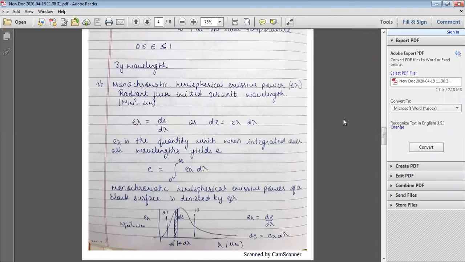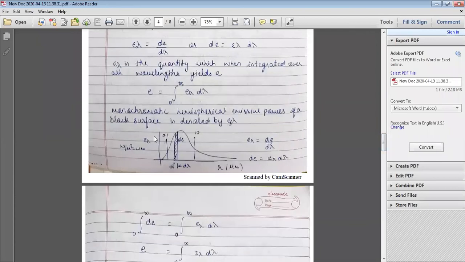Say for example, I am drawing a graph with respect to lambda and E lambda. This is my E lambda, which is given in watt per meter square micrometer, and this is lambda, which is given in microns. Then I draw a graph from 0 to infinity. It will always start from 0, reach a maximum at a certain wavelength, and then start reducing.